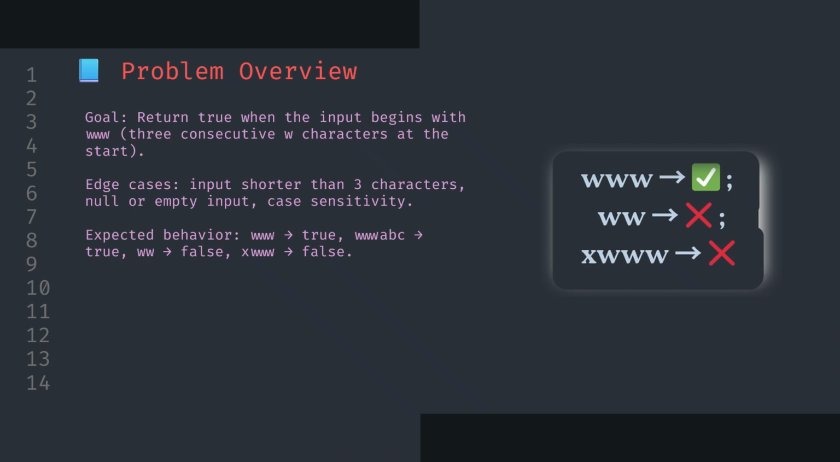Our goal is simple. Detect the prefix www. We'll handle null and empty input safely and treat the check as case-sensitive. So, full caps WWW would be false unless you explicitly choose case-insensitive matching. For most use cases, the built-in StartsWith is the most reliable and efficient tool.